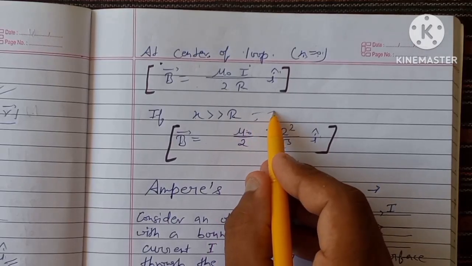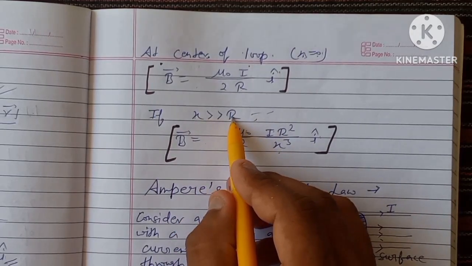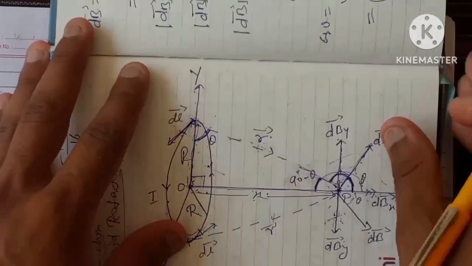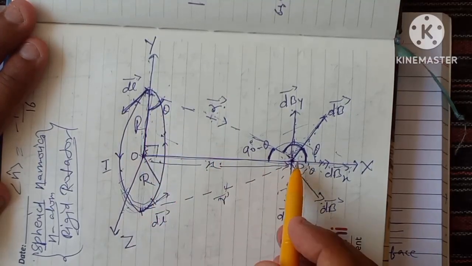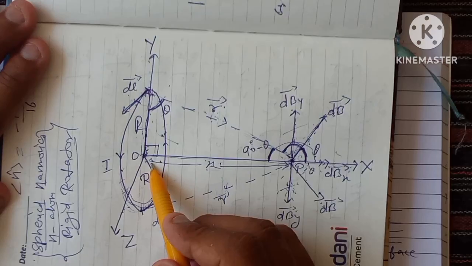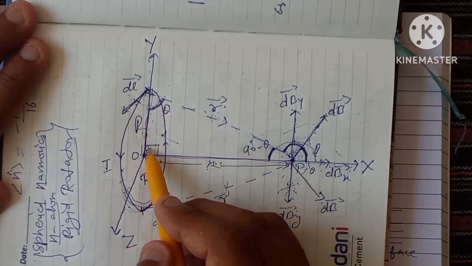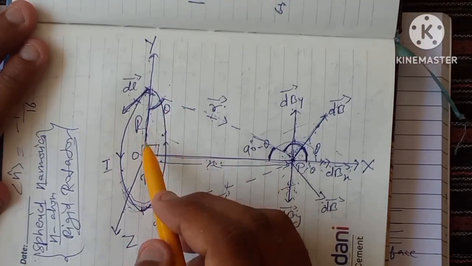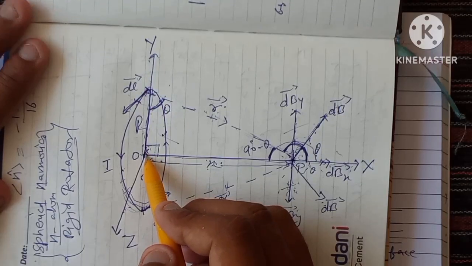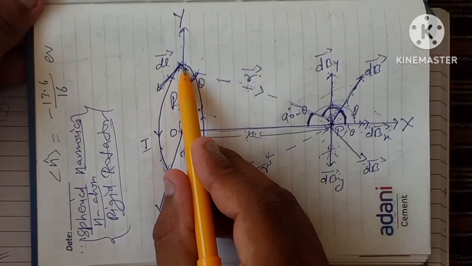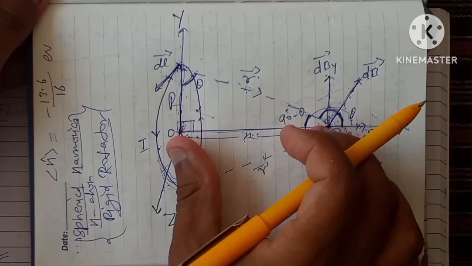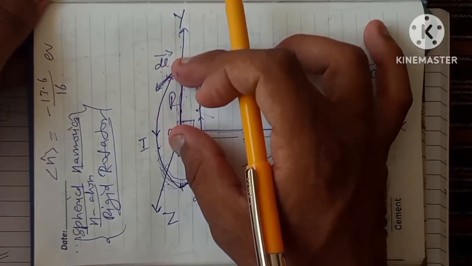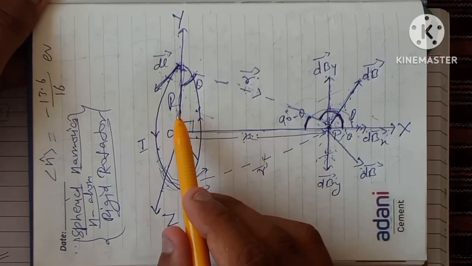Now let us take another case. If my x is very far away from R, meaning this point P is very far away from this circular wire, meaning x is very much greater than this small r. This capital R is the radius of the circular wire. Then I can neglect this R, the radius of the circular loop, in comparison with this x, because x is very big and R is very small compared to x. So I can neglect this R.